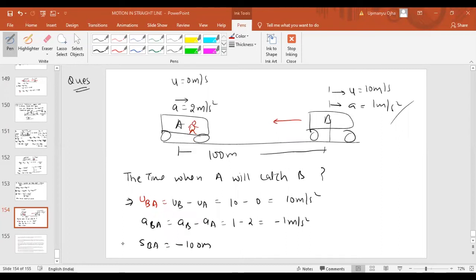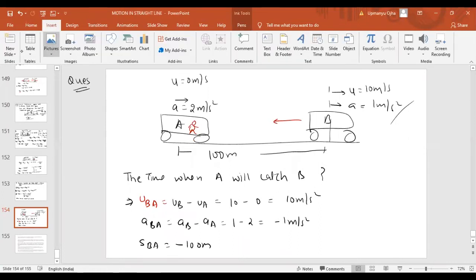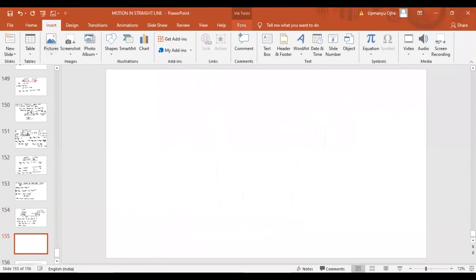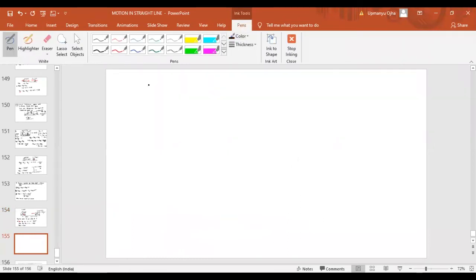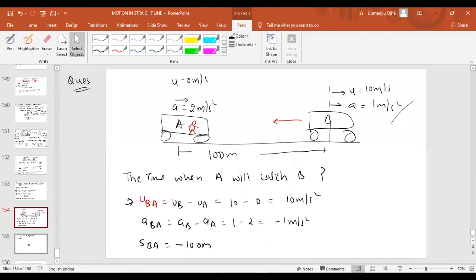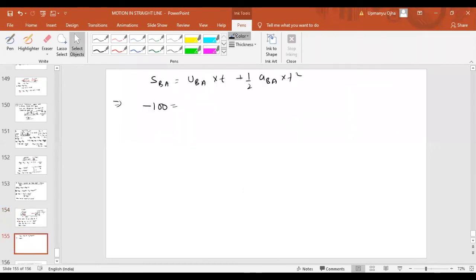Fine. Now we can use the equation of motion in relative terms, which means what? The displacement of B with respect to A must be equal to the initial velocity of B with respect to A into time t, plus half into acceleration of B with respect to A into time t whole square. That is equal to how much? Minus 100 equal to 10t plus half into 1 into t square.